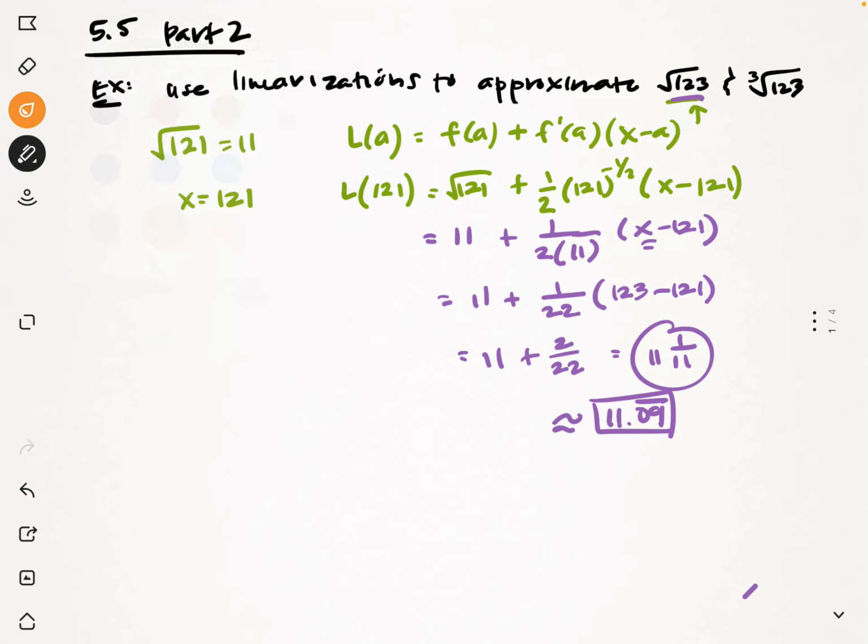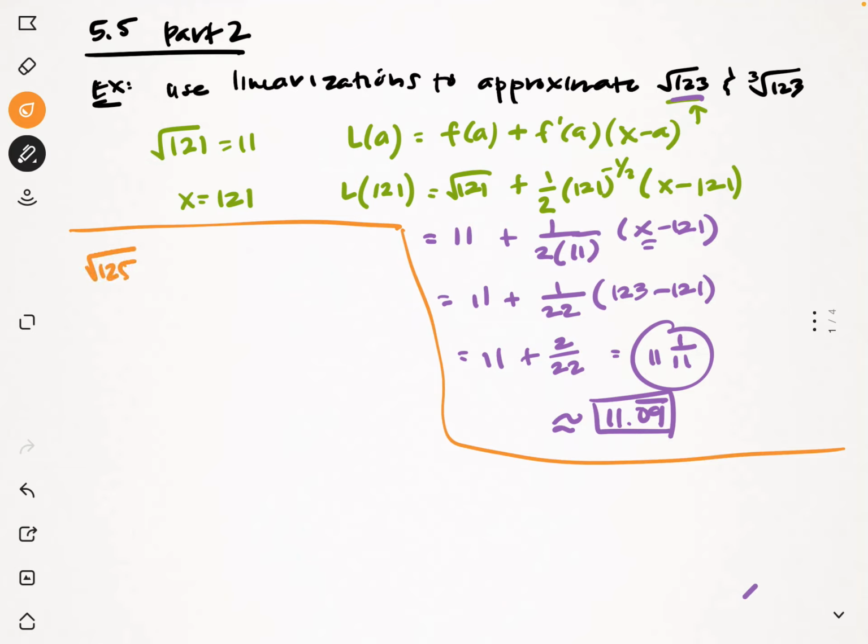For the second one, this is the cube root. So the cube root that's closest to 123 is going to be the cube root of 125, because that's going to be 5. 5 times 5 is 25, times 5 is 125, so the cube root is going to be 5.